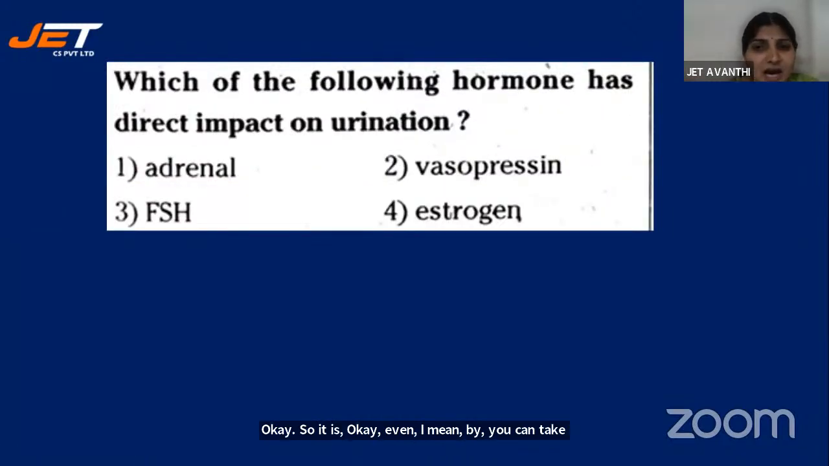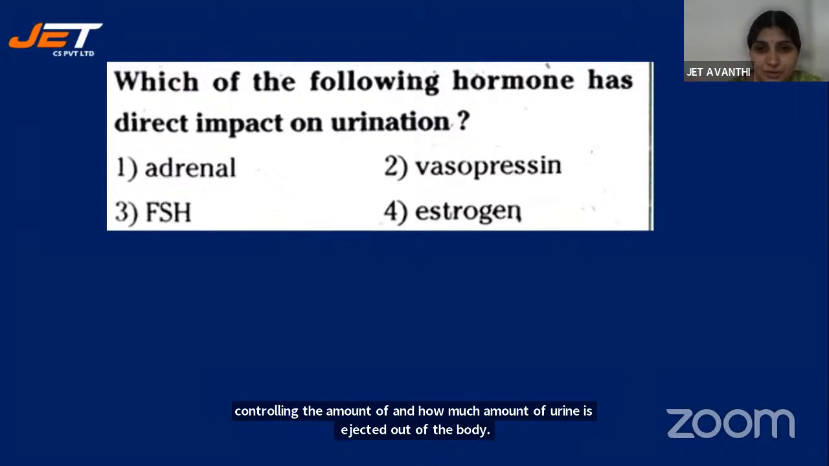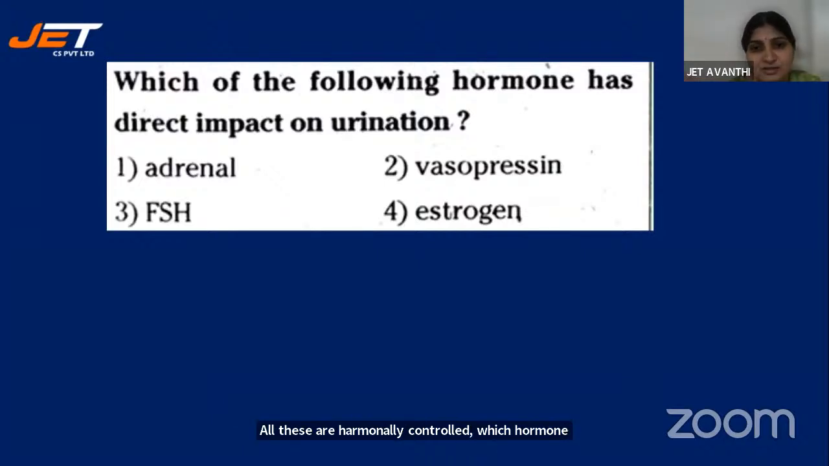Then which of the following hormones has a direct impact on urination? Which among these hormones controls the amount of urine formation and how much urine is ejected out of the body? All these are hormonally controlled. Adrenal is a gland, so you can go for odd one out. Vasopressin, follicle stimulating hormone, FSH, and estrogen. FSH and estrogen are female sex hormones. So you can go for only one option. What is that?